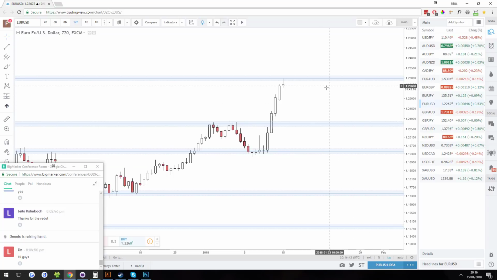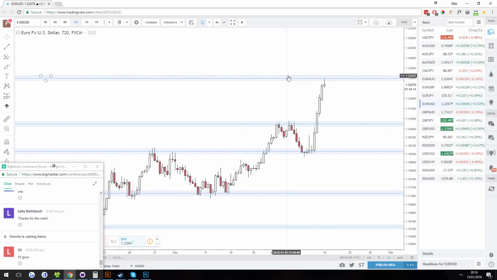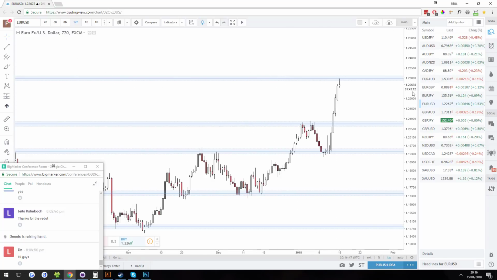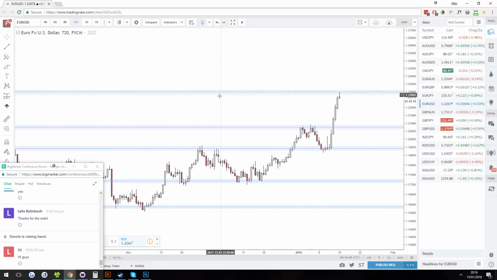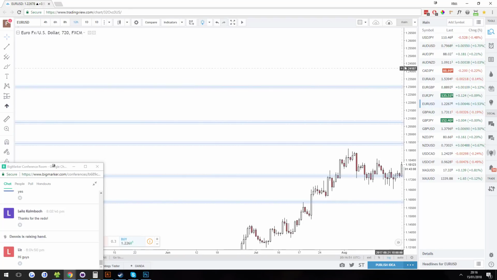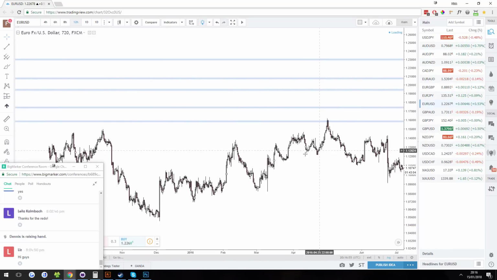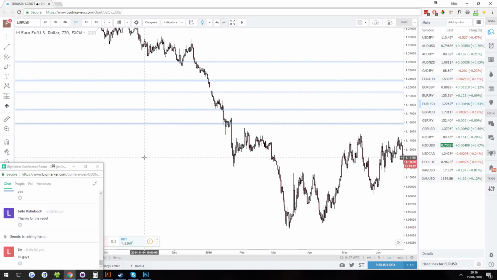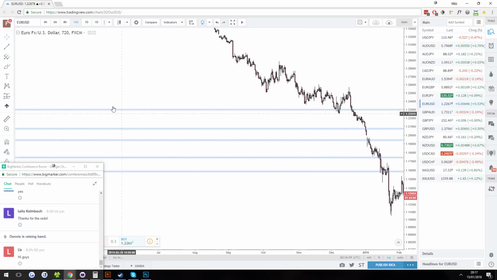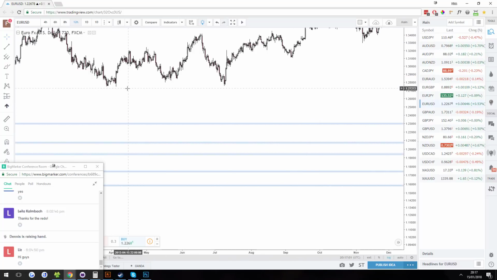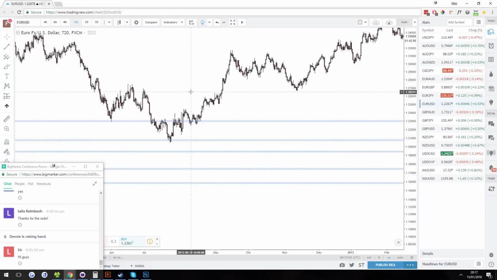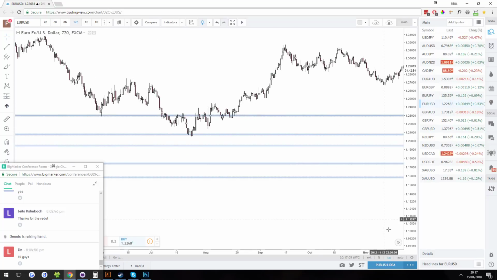EURUSD is trending up like crazy, isn't it? It's just pushing up and up and up and up. But it is stalling at our resistance area. Now, what is this resistance area based on? I need to double check this one. I want to make sure it's not accidentally on my charts. It's not based on much, that's for sure.